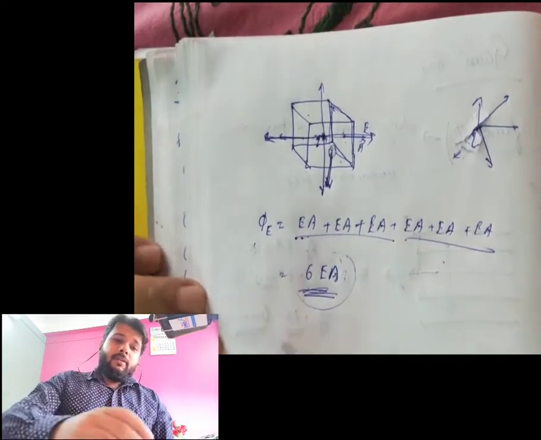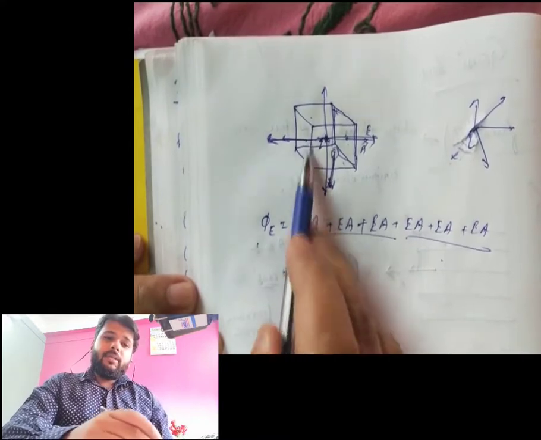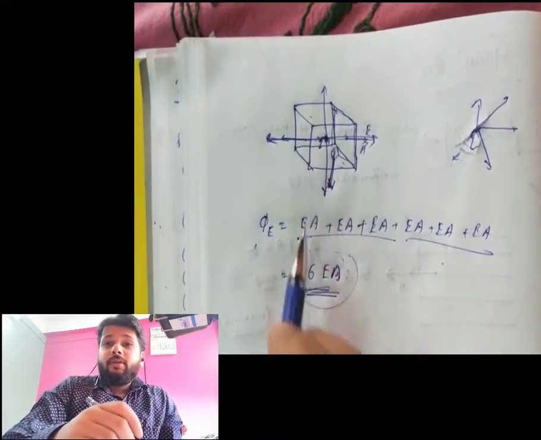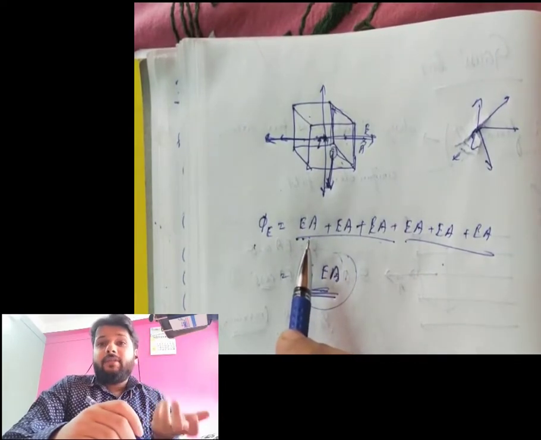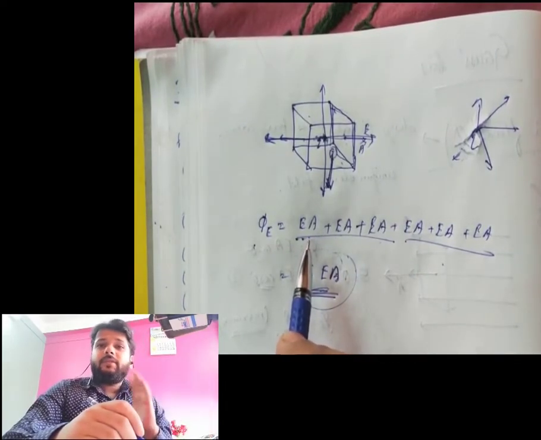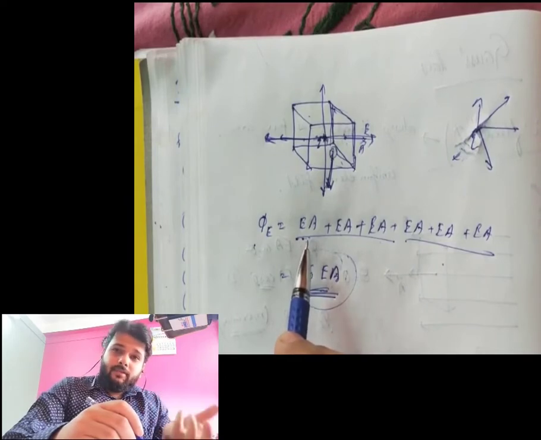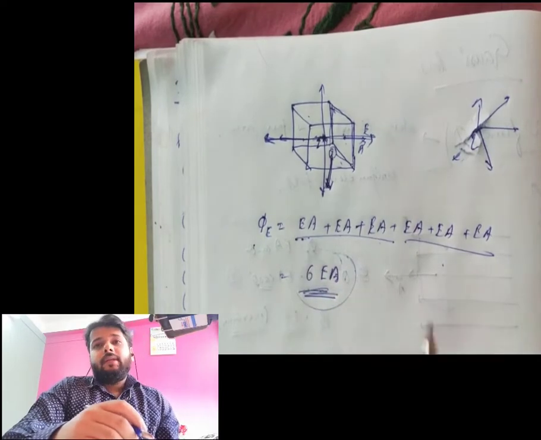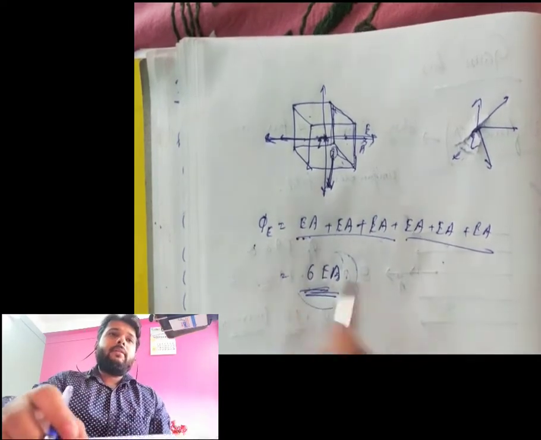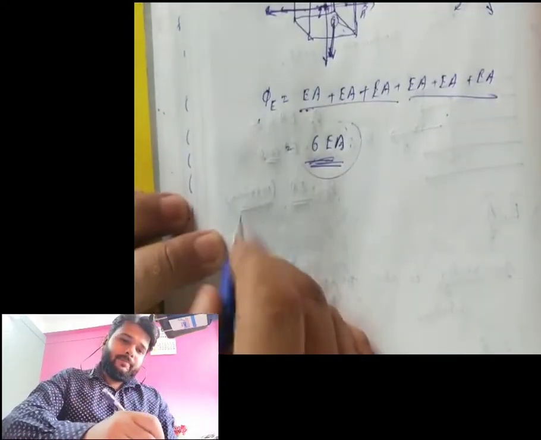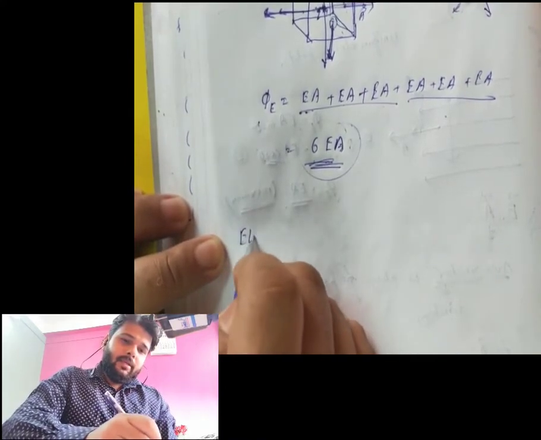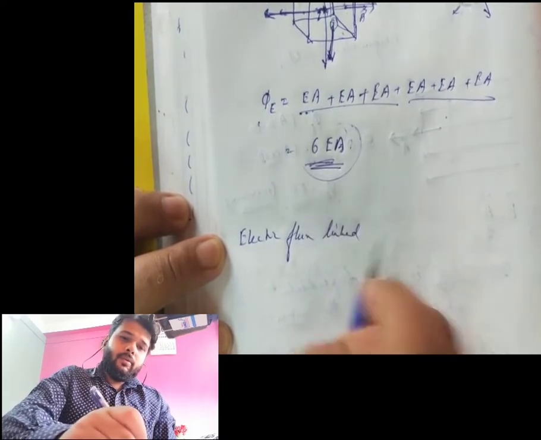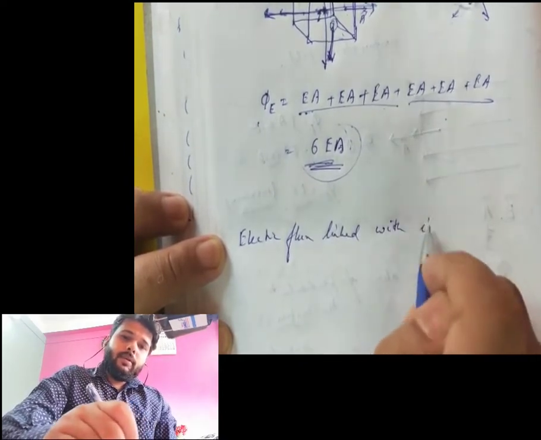Then we have seen how much electric flux is linked with the cube. But a cube is a regular surface, where all the faces are equal. If the surface is irregular or uneven, how will we calculate the electric flux? So the next part is electric flux linked with an irregular surface.